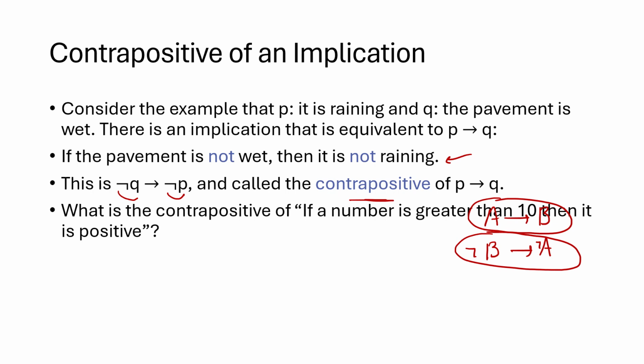Okay, now if you remember the other example that we had for the converse, which was if a number is greater than 10, then it is positive. We saw that this is true and its converse may not be true, but how about its contrapositive? What is the contrapositive of this statement? If a number is greater than 10, then it is positive. And if you think about it, the contrapositive will be, if a number is not positive, then it's not greater than 10. And as you can see, this is also a true statement, because if something is not positive, it means that it's either 0 or negative, and then in that case, it cannot be greater than 10.